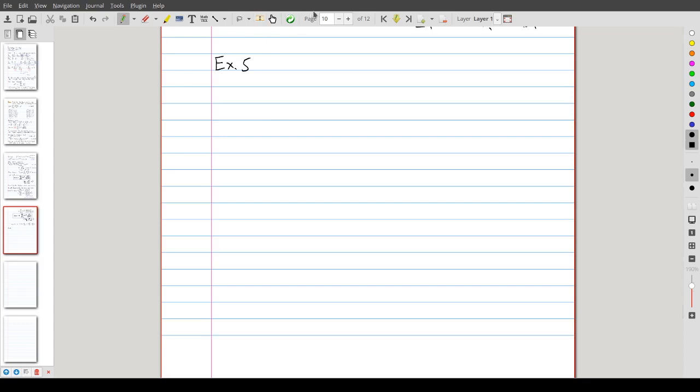So as an example, let us find the Maclaurin series for f of x equals x times cosine of x cubed, and determine its radius of convergence.